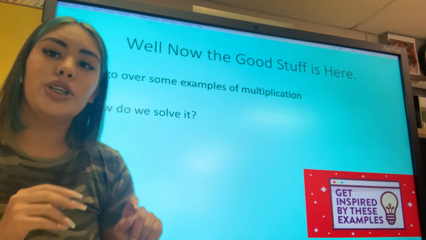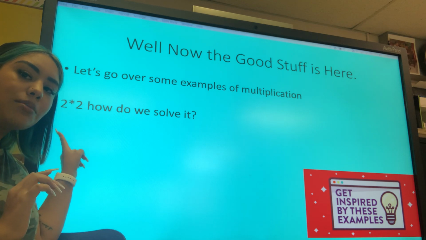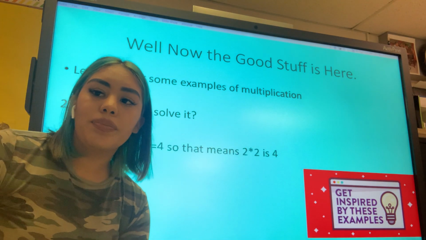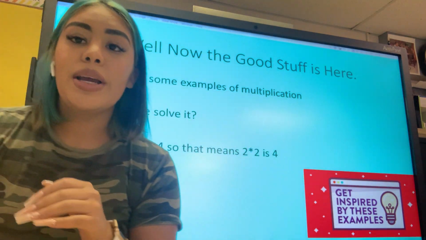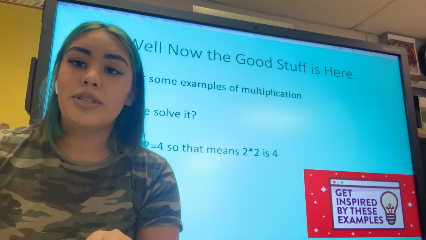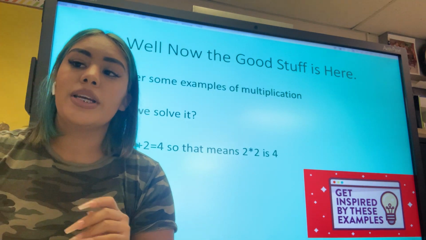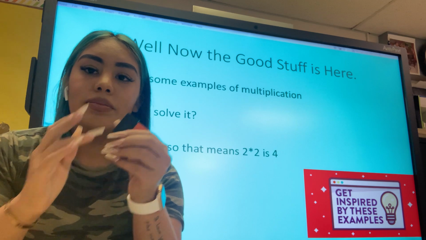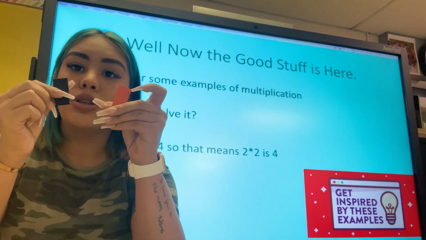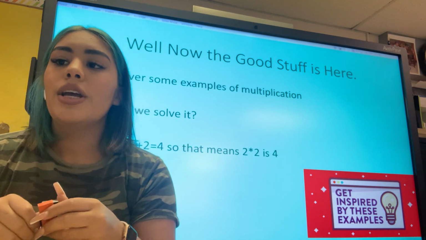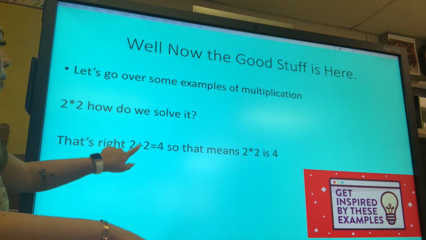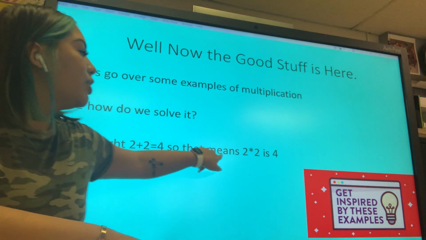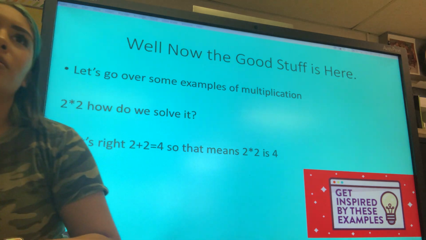So 2 times 2. We have 2 times 2, but how would we solve it? A good way we can do it is we can get some objects like the guy showed us. So we could get 2 objects, and then 2 plus 2 is 4. Or we can write it: 2 plus 2 equals 4. So that means 2 times 2 is 4. Right?